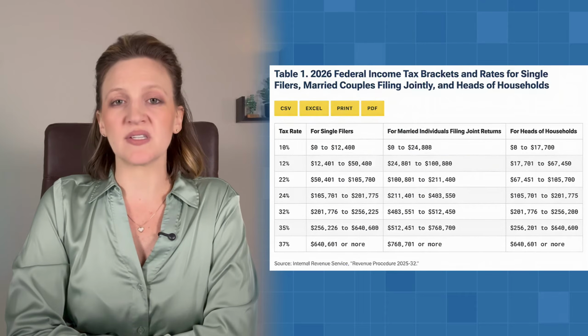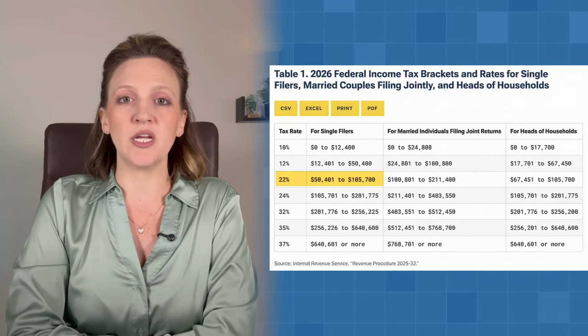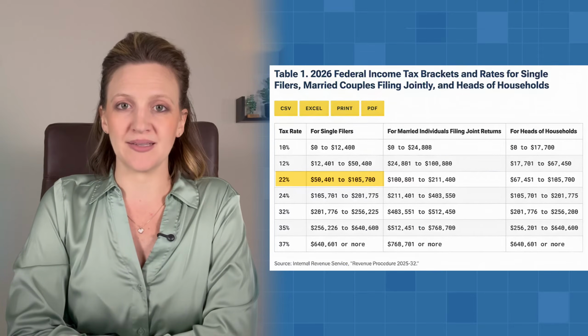So today, if you were single and you're making $73,000 a year pre-tax income, you would fall into the 22% federal tax bracket. But keep in mind, these tax brackets are marginalized. You are not paying 22% on the entire $73,000 of income. You are only paying 22% on any income earned above $50,401.